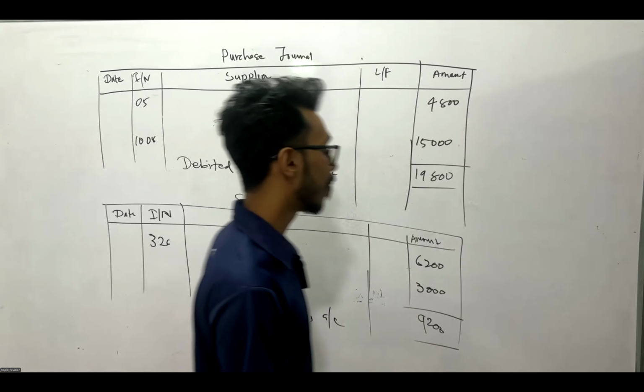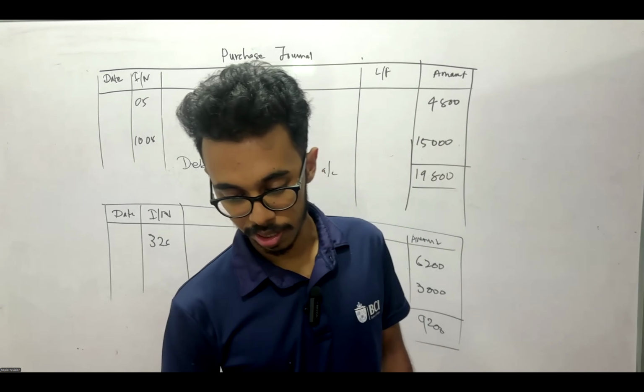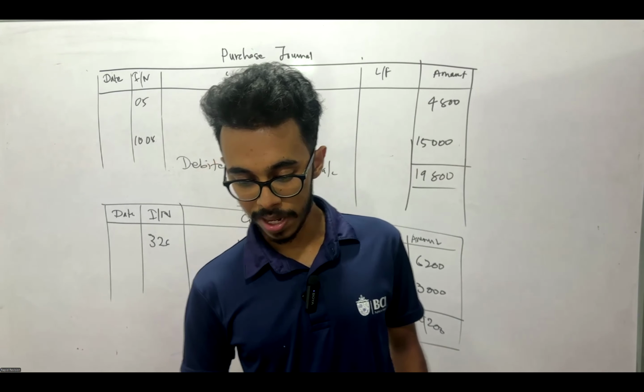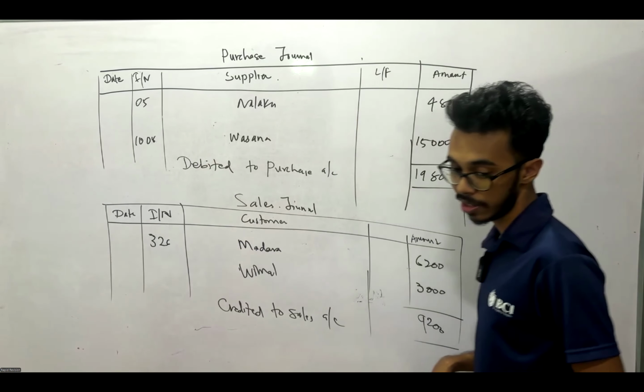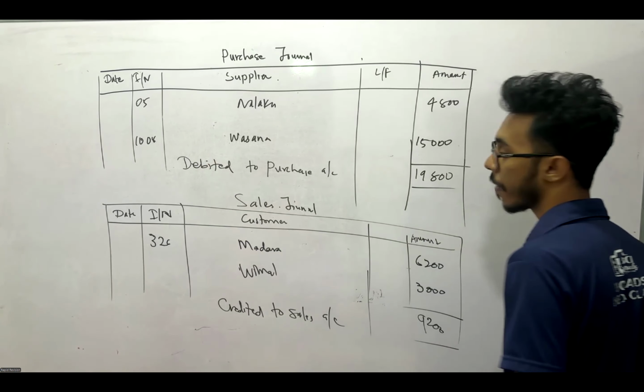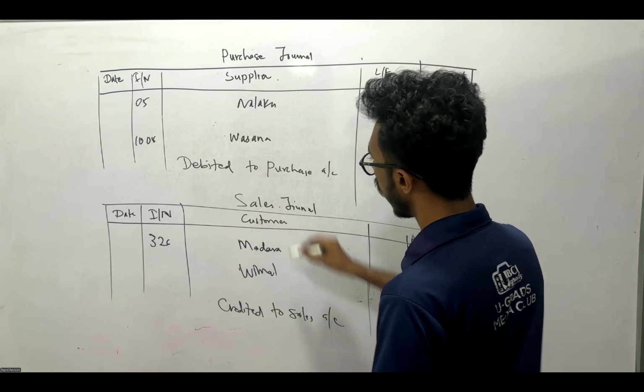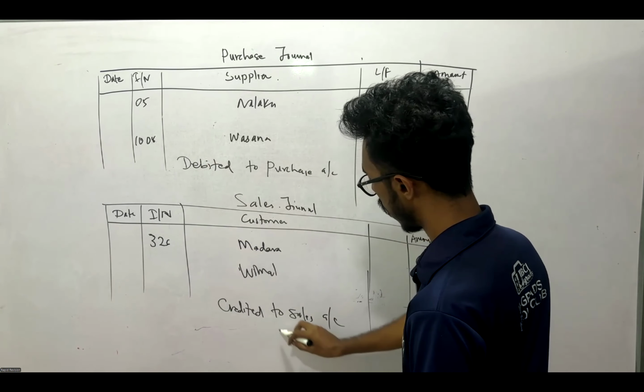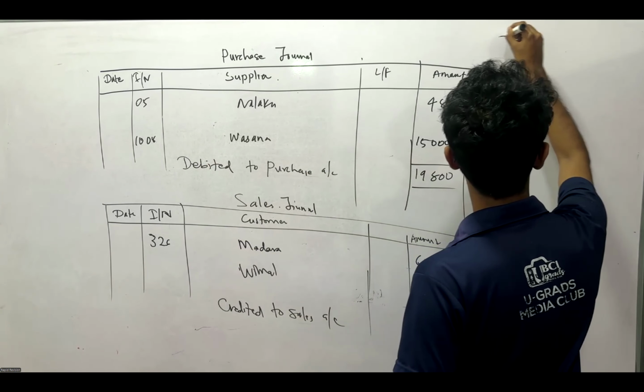Now, in the next part, Roman number B, they are asking to record the transactions in the above journals into the ledger accounts. Now you have to prepare the ledger accounts. What are ledger accounts? Prepare a purchase account and a sales account.